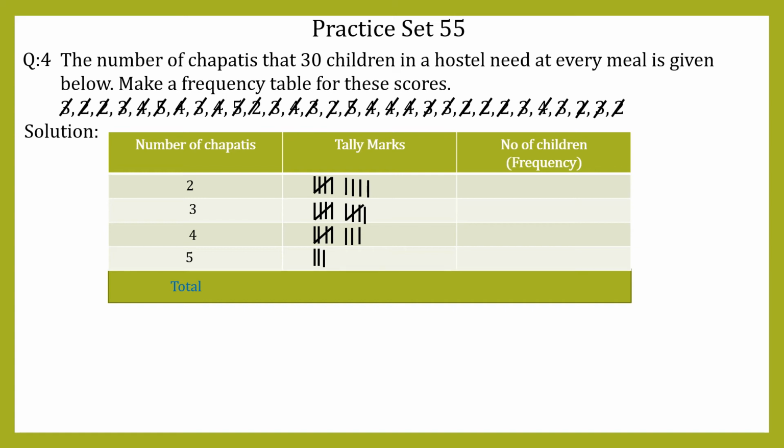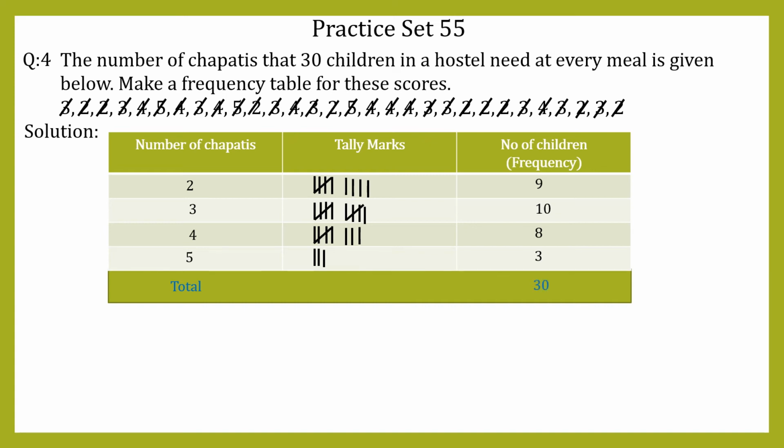So now it's time to fill the frequency. Frequency for 2: we can see one bundle of 5 and then 4. So 5 plus 4 is 9. So there are 9 children in a hostel who need 2 chapatis. Next, we can see 2 bundles of 5. So frequency will be 5 plus 5, 10.